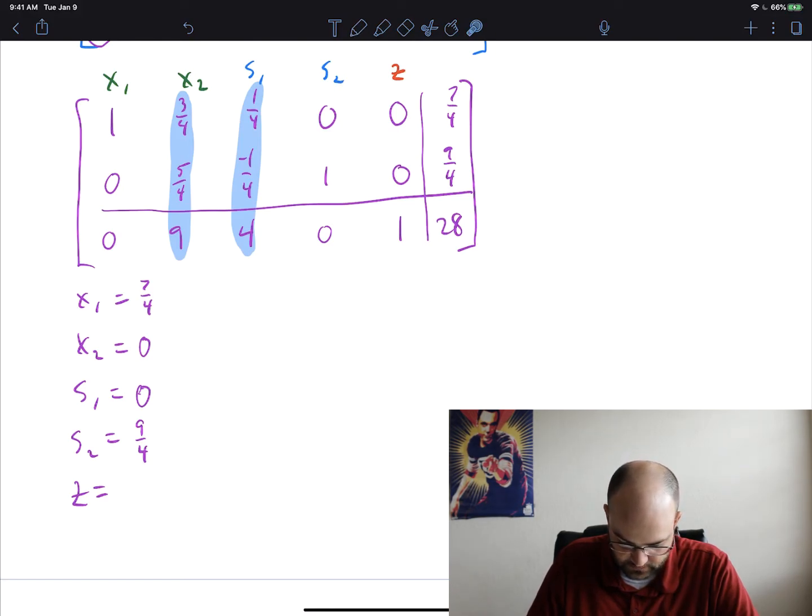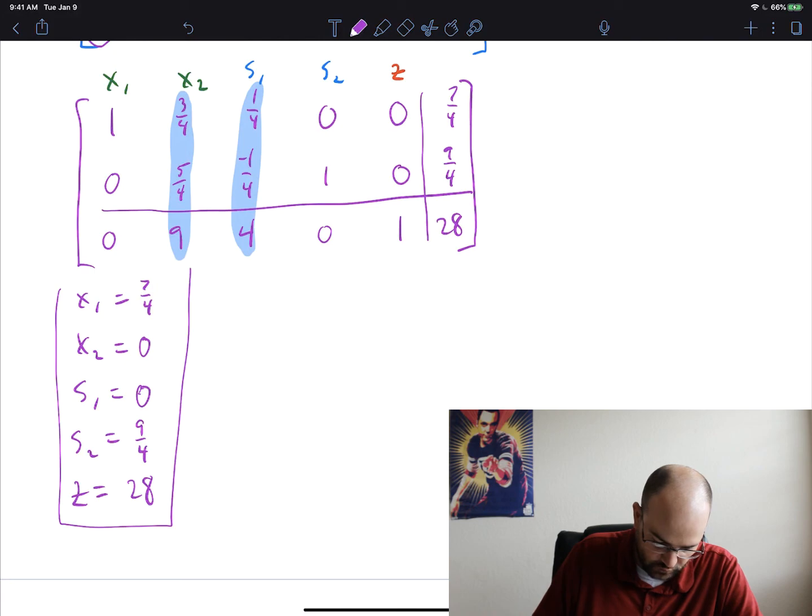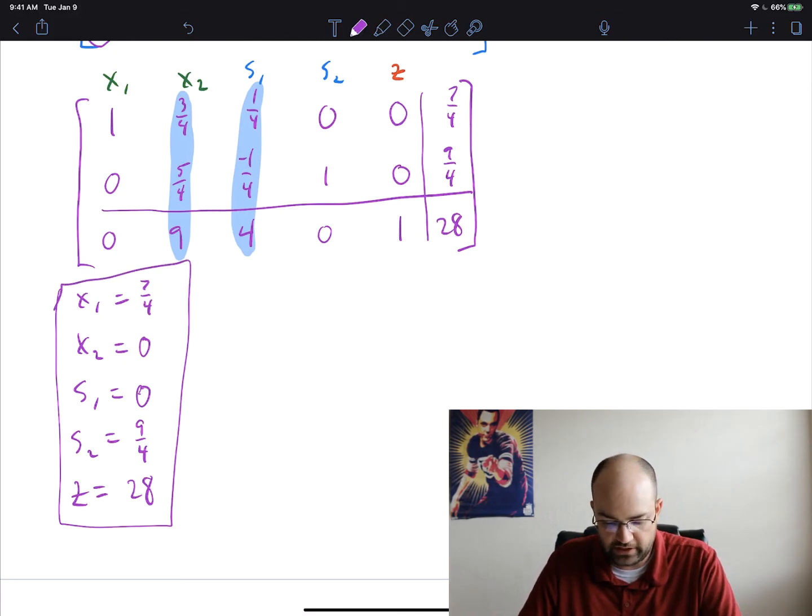Then we have z, 1 z equals 28, or in other words, z equals 28. So whatever our objective represented, the maximum is 28, and it occurs when we use 7/4 of whatever x1 represented and nothing of x2. That's really what this is telling us. And what this is also telling us is that whatever constraint that first inequality represented, s1, there's nothing left over of it. And then whatever constraint s2 represented, there's 9/4 of it left over.